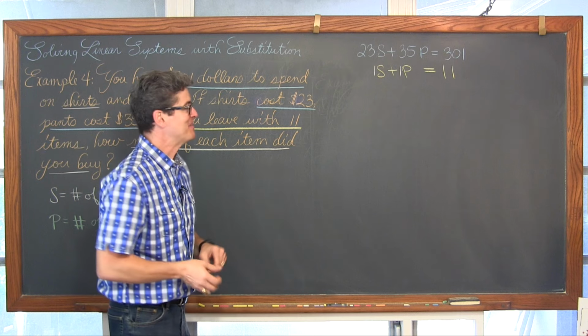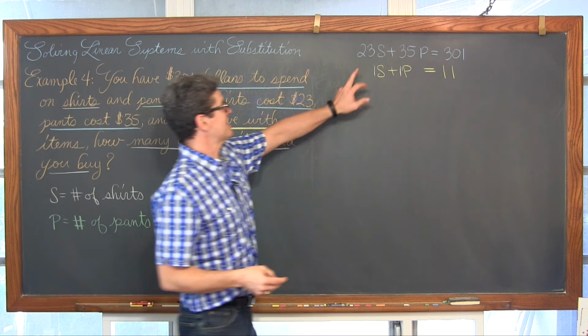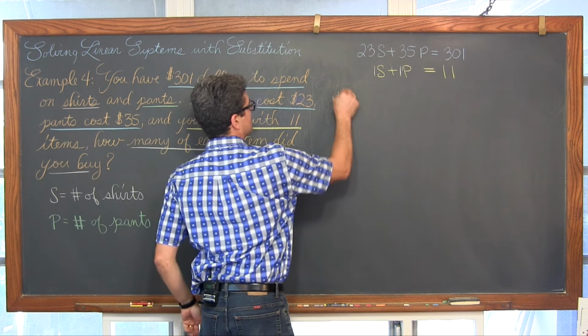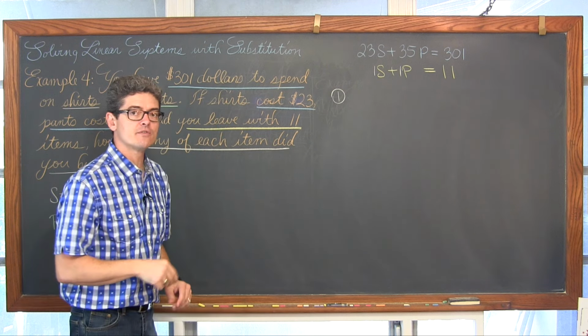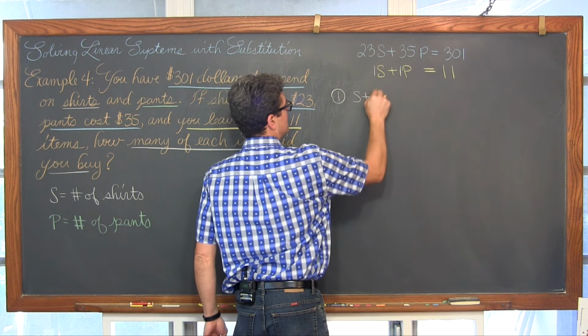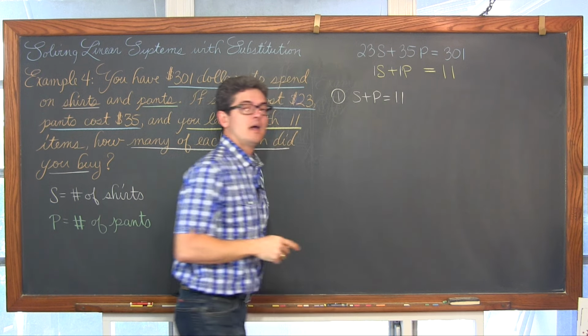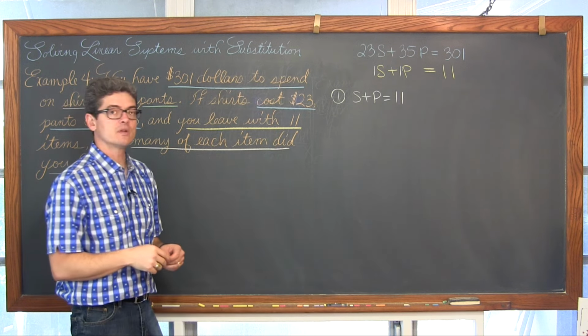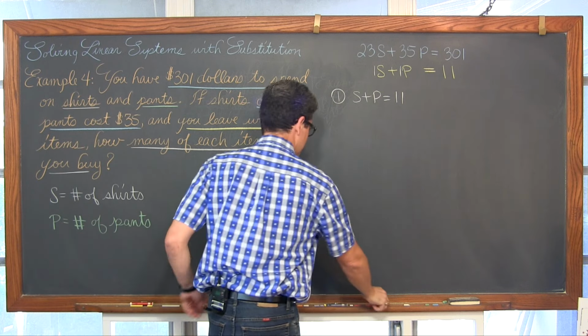And the first time I did this, I went ahead and took the second equation. So for step 1, we're going to take one equation and solve it for one variable. So I'm going to pull the S plus P is equal to 11 out and solve that for one of the variables by subtracting both sides by S.